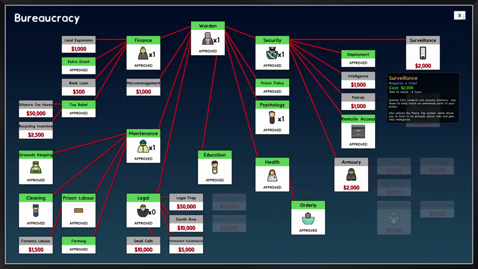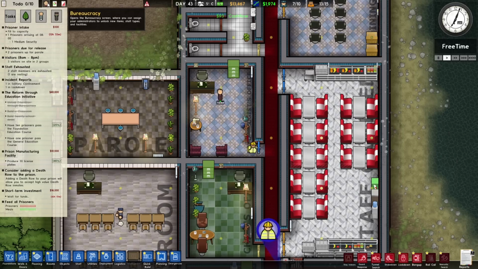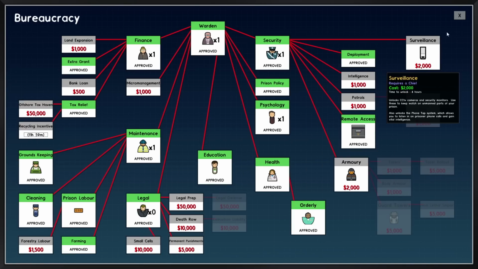Hang on. How much money have we got? Are we frittering it away? 13 grand, but we are going to get 16 grand soon enough in a couple of days. So how about we do this? Recycling incentive. Take advantage of the government's Going Green initiative, awarding your prison daily with $10 for each bag of recycling that is collected. That seems like a lovely thing to do. Recycling, caring for the environment, that's what we're about. So yeah, okay, we'll have a bit of that, please.